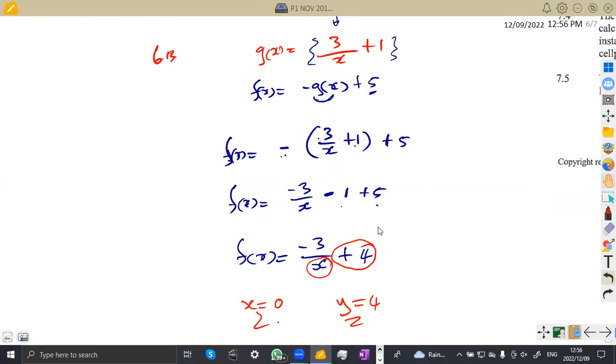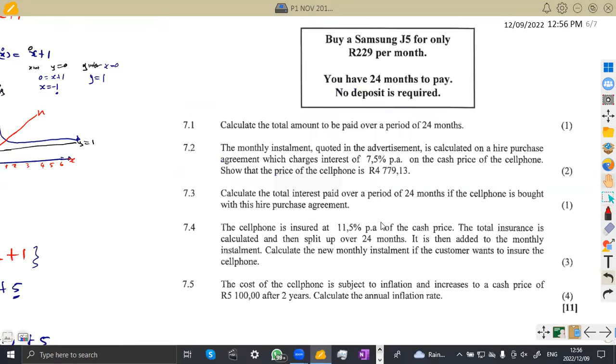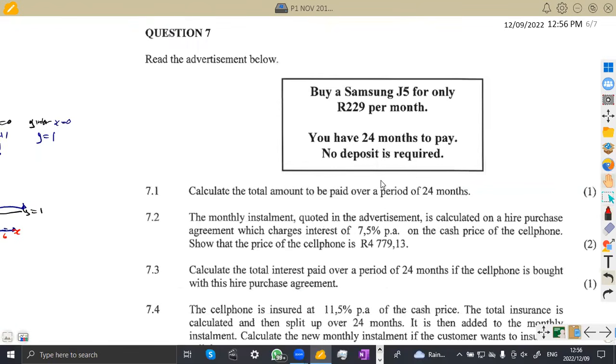All right, so that's how you simply attempt those typical questions, guys. If you're given something of that nature, that's what you simply do. You just have to work on many questions. Do as many question papers as you can, guys.